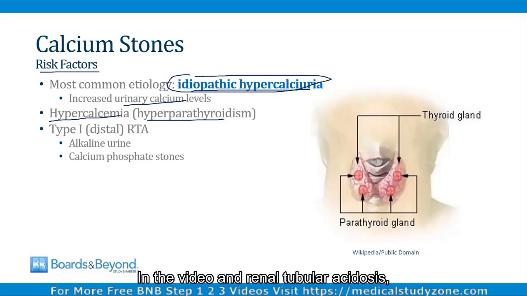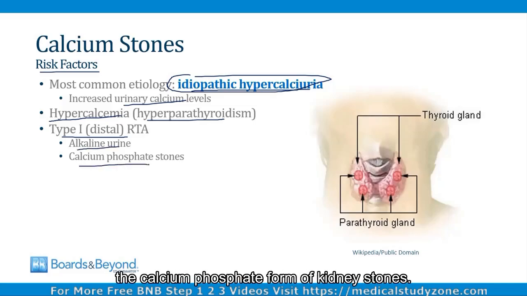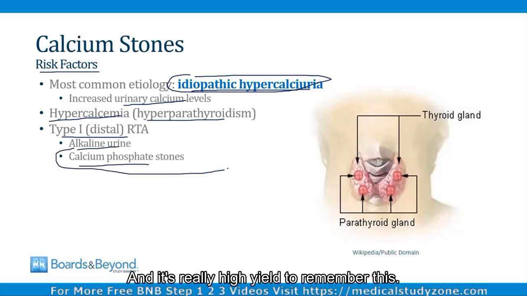This will lead to chronic elevation of the urinary calcium levels, and that sets them up to develop calcium stones. In the video on renal tubular acidosis, I talk about a type 1 or distal RTA. In this form of renal tubular acidosis, the urine becomes alkaline, and that is a setup for developing the calcium phosphate form of kidney stones, and it's really high yield to remember this.